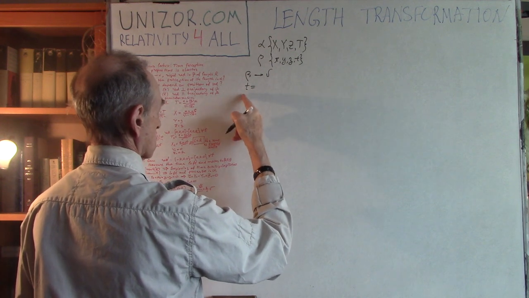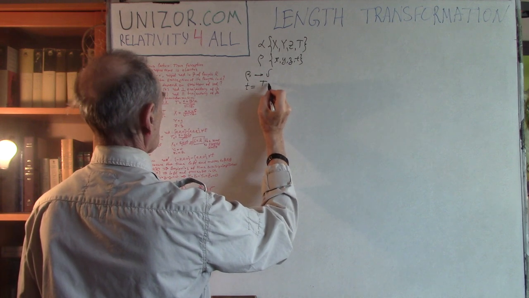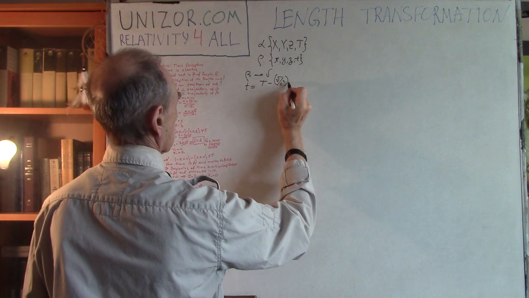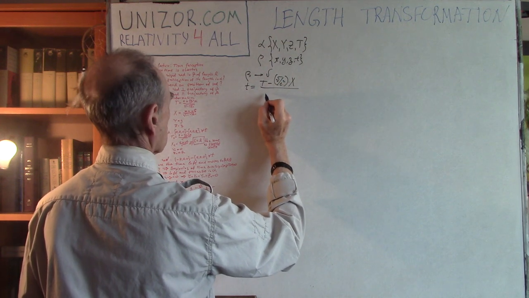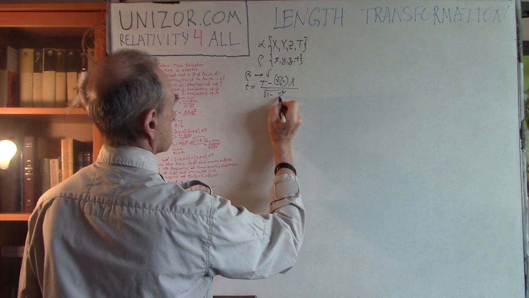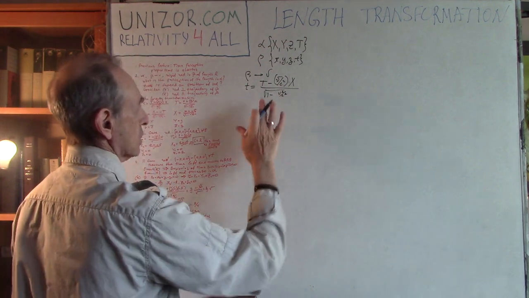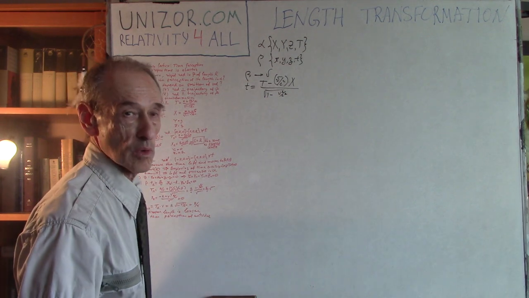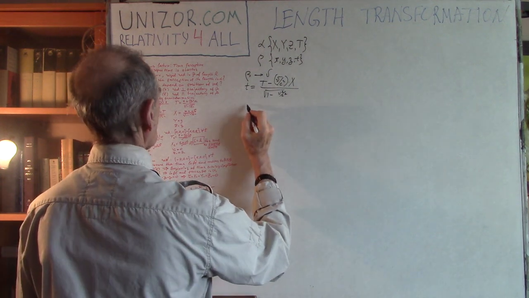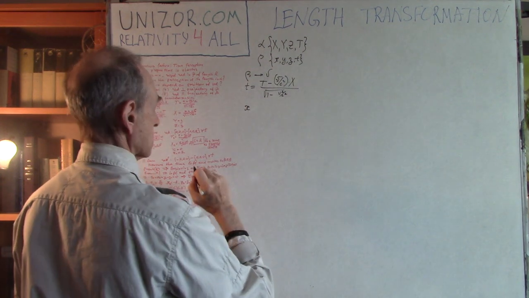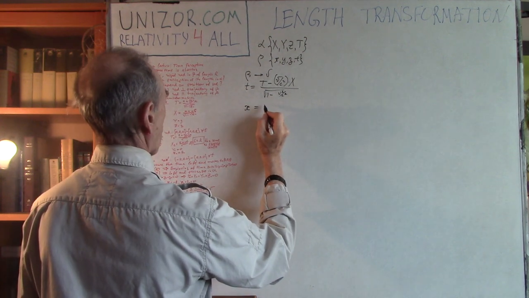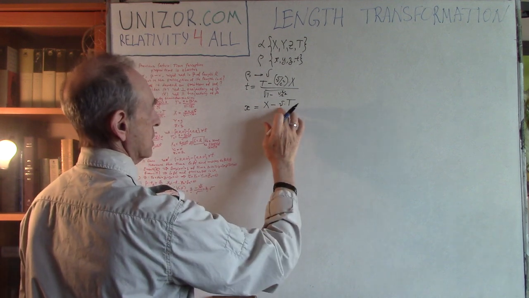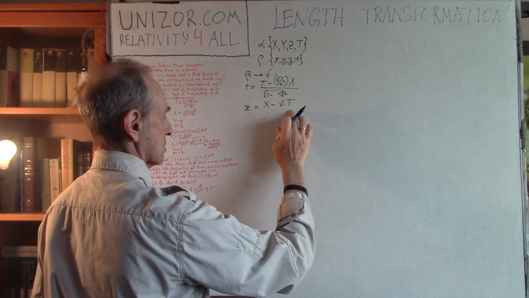t is equal, so that's the beta time, to the alpha time minus v divided by c squared times x, divided by the square root of 1 minus v squared over c squared. So that's how time is transformed. We have derived this formula in the Lorentz transformation lecture. Now the x, again lowercase x, the beta, would be transformed as x minus v times t. v is the speed, t is the time.